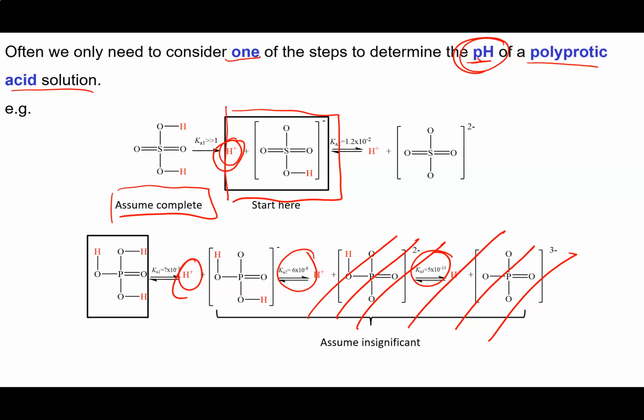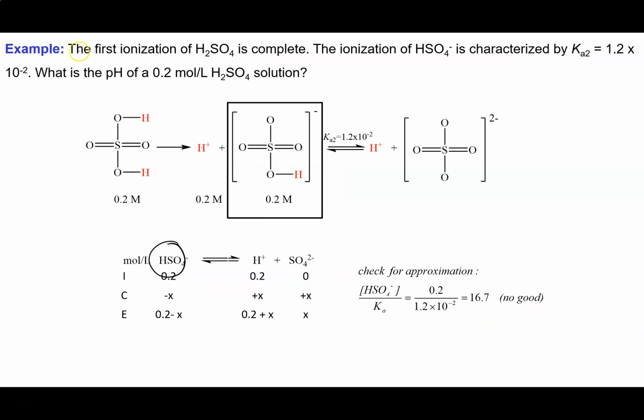So we're going to begin by looking at a diprotic strong acid, and we're going to use H2SO4. So this question asks, the first ionization of H2SO4 is complete. The ionization of HSO4- is characterized by Ka2 equals 1.2 times 10 to the minus 2, what is the pH of a 0.2 mole per liter H2SO4 solution? So what we can assume is that our 0.2 molar H2SO4 dissociates completely to form a solution of 0.2 molar H+ and 0.2 molar HSO4-.